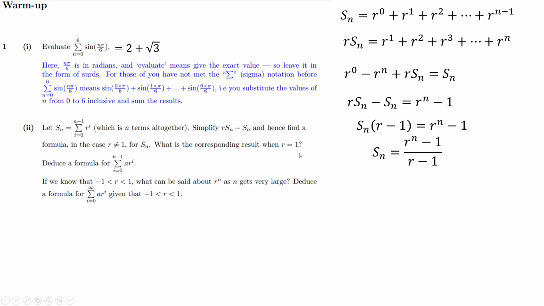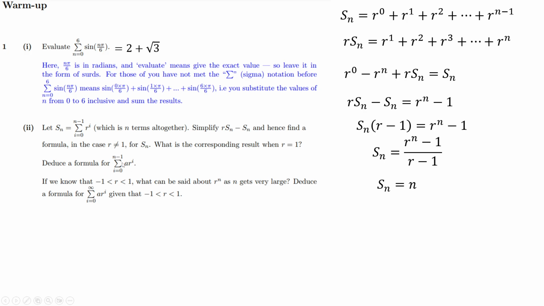Now when the common ratio is 1, you're going to have every single term in the sequence just be equal to itself, because it'll be 1 multiplied by the one before it. So it's just 1 multiplied by 1 multiplied by 1, all the way down. So the sum is just how many terms there are, which will be n terms.